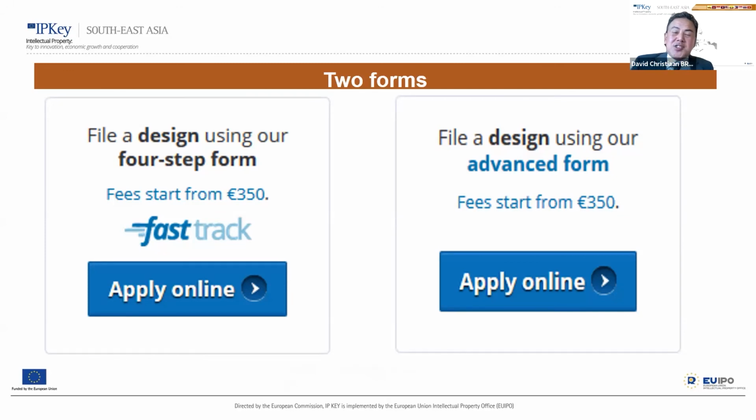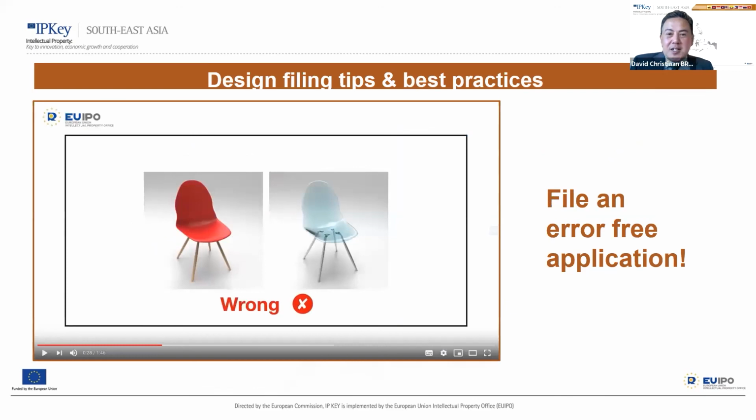A regular track application is also examined quite quickly. We do this within 10 working days. And so there are 2 separate forms, depending on which the applicant chooses. On our website, during the e-filing, we provide many tips, design filing tips and best practices. They are called How to File an Error-Free Application. It is quite extensive, so I will not show you everything that is there. Some examples that I've used are from there.